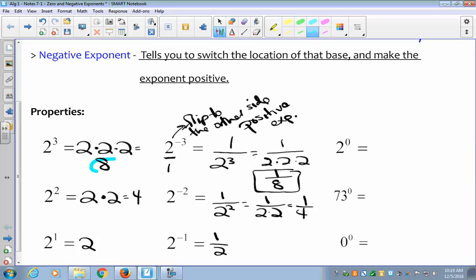Notice 2 to the third is 8, and 2 to the negative third is 1/8. 2 squared is 4, and 2 to the negative 2 is 1/4. 2 to the 1 is 2, and 2 to the negative 1 is 1/2. So can you guys see a relationship between the answers to those? Yes. It's really important in math that we look at and identify relationships.